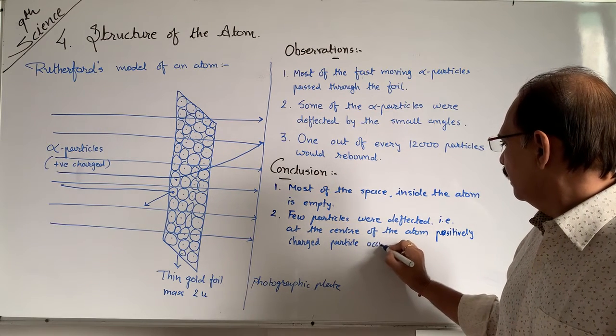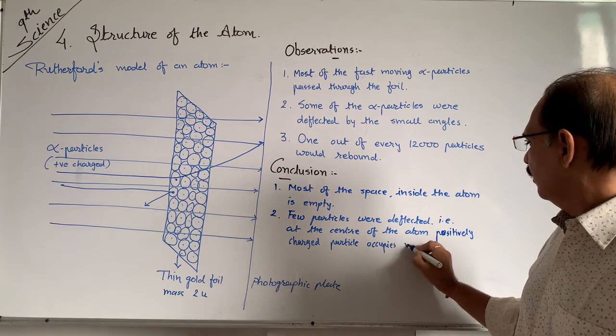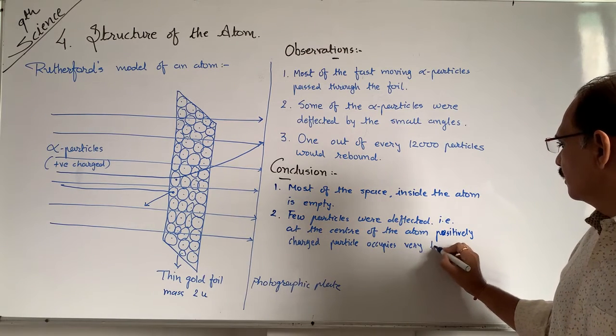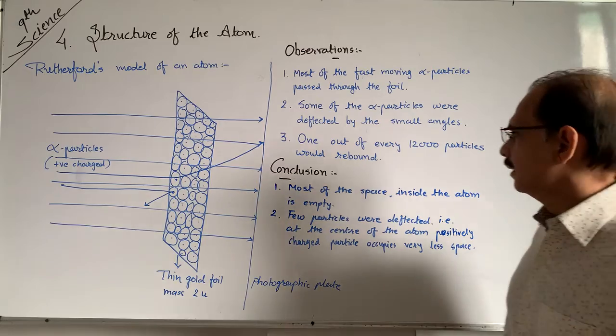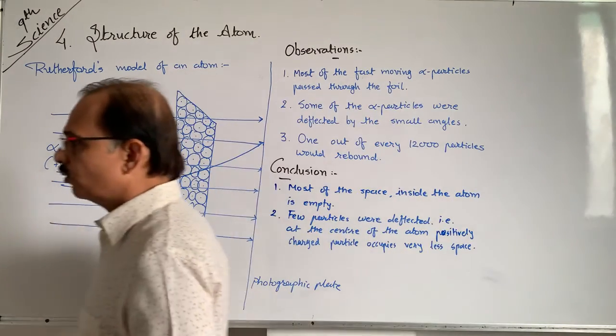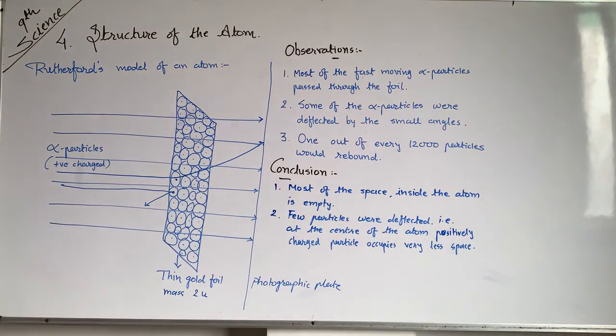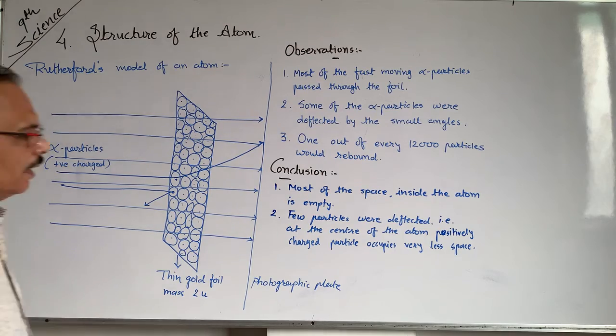Particles occupy very little space. Very small space is there. With the nucleus, the radius or diameter of the nucleus is roughly 10⁵ times less than the radius of the atom.